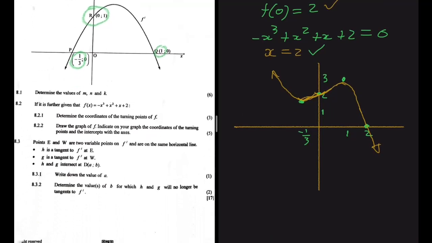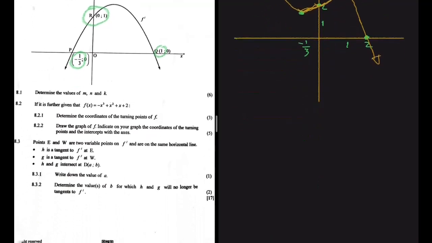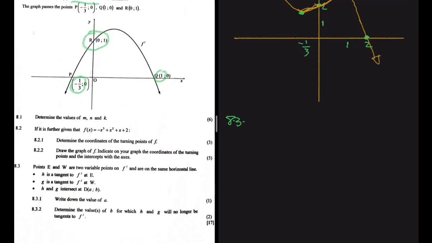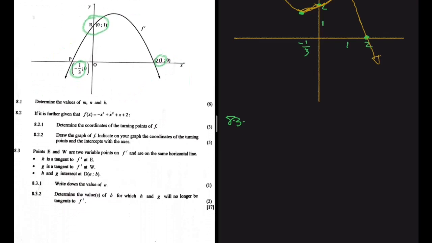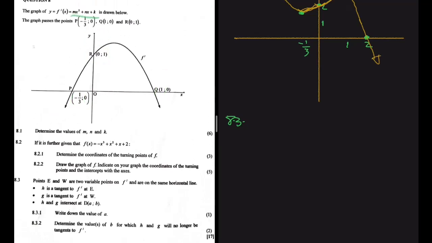Now let's do 8.3. So 8.3 is saying that points E and W are two variable points on f prime of x, right? This function that we have here drawn for us, that function there. And then they lie on the same horizontal line, right? So let's put a horizontal line there so that we can better conceptualize what's going on. So let's say we have some horizontal line there.